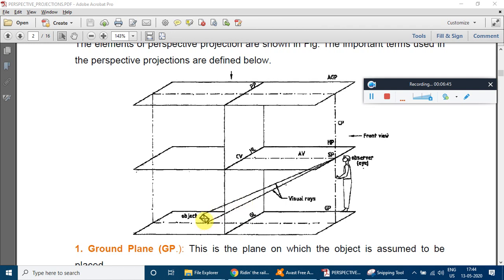So again I repeat, if the point A is placed above the ground plane, and you view from this direction, it will be projected here, which means the point A is above the ground line. So the point is here. The top view will be projected in the auxiliary ground plane. If you move that in the clockwise direction, it will come here, which is above the picture plane.